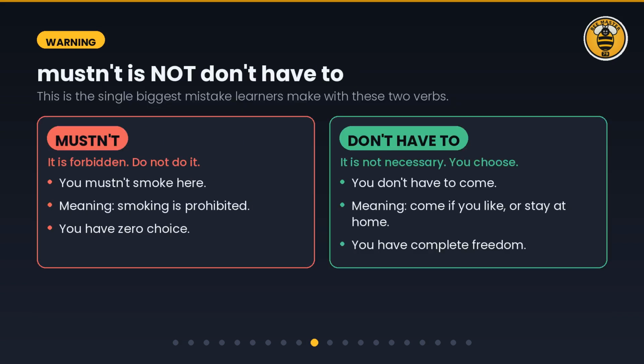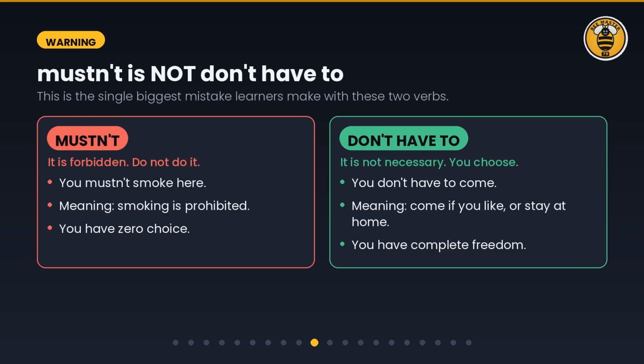Now the most important slide in this lesson. Mustn't and don't have to are not the same. They are almost opposites. Mustn't means it is forbidden. Listen. You mustn't smoke here. Smoking is prohibited. You have zero choice.